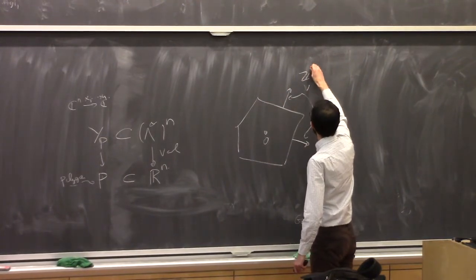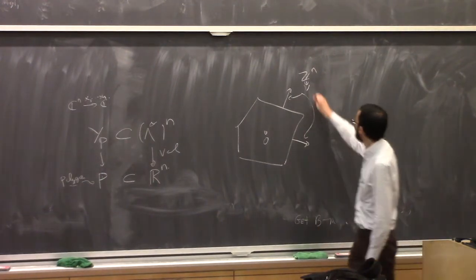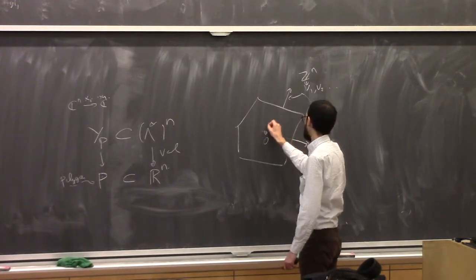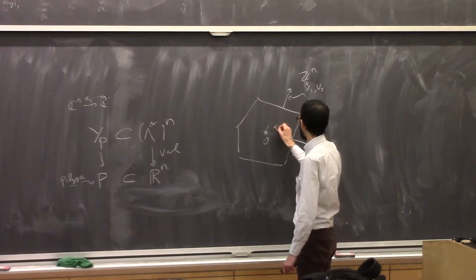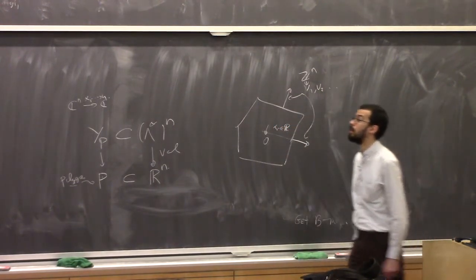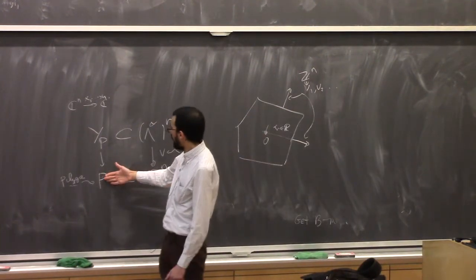Okay, so vectors in the lattice. But I don't require that these distances be integral. They're allowed to be any real number. So that's what I mean by an integral affine polygon.